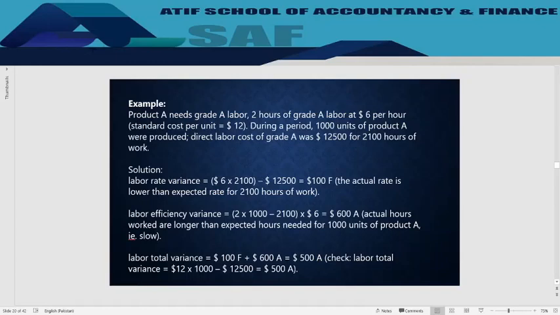To calculate the labor total variance, we have to sum up the labor rate variance and efficiency variance. In this particular example, labor rate variance is 100 favorable while the labor efficiency variance is 600 adverse. To sum them up, we will get the labor total variance as 500 adverse.